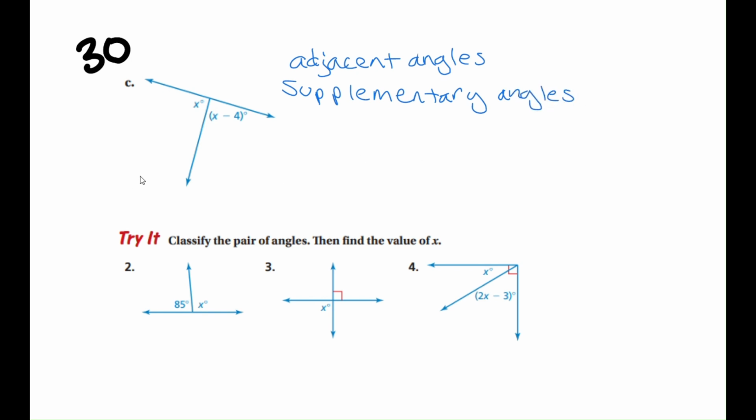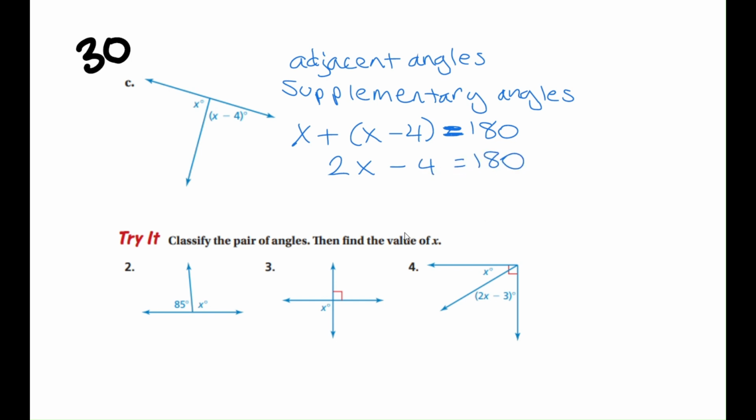Okay, so we're going to use this fact that they're supplementary angles to come up with an equation. If they're supplementary angles, that means together they're going to add to be 180 degrees. So we got x plus x minus 4 is going to be equal to 180. Now we're going to add them together and combine our x's. So we got 2x minus 4 equals 180 degrees.